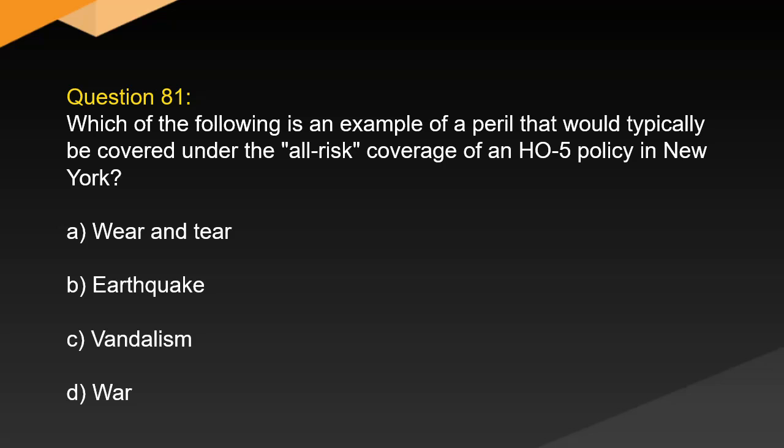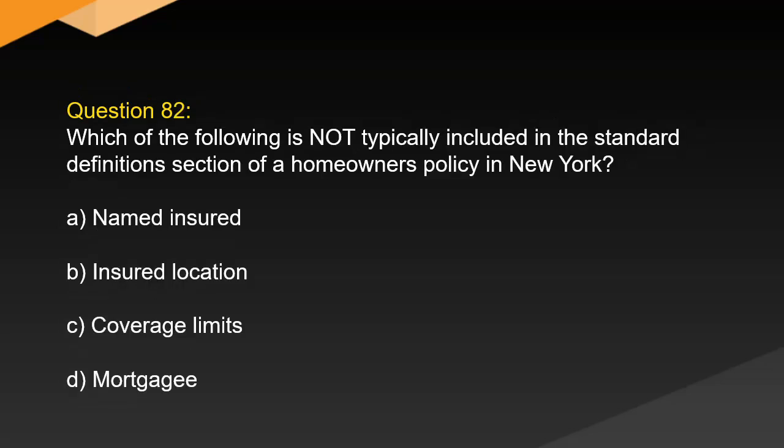Question 81. Which of the following is an example of a peril that would typically be covered under the risk coverage of an HO5 policy in New York? A. Wear and tear. B. Earthquake. C. Vandalism. D. War.